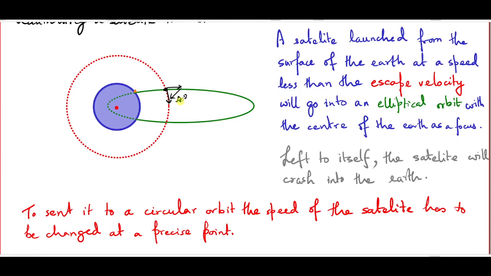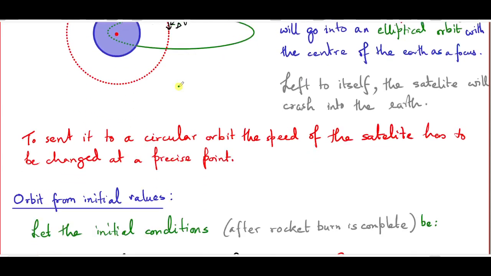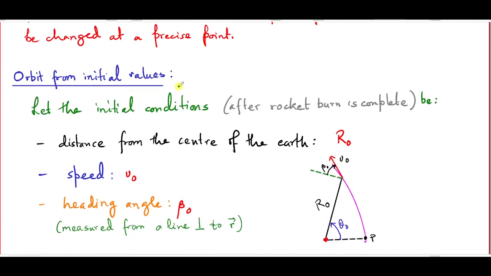We will not go into those details here, but let me just illustrate the kind of calculation we would still have to do even in the simplest case. Once the rocket has burned out, suppose you have a situation like this. You get a bunch of initial conditions for the satellite. This is, of course, after the rocket burn, so the satellite is once again under the inverse square force law only. At this point, let its distance from the center of the Earth be capital R0.